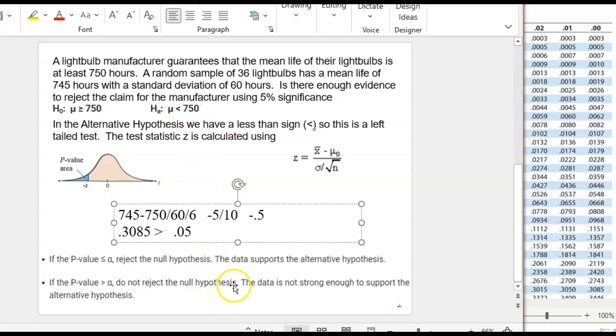So notice the way that these interpretations are worded. It does not say that we are rubber stamping the null hypothesis or that this is absolutely true. It is just saying that we do not have enough information to reject it. So we do not reject it because our data does not support rejecting the null hypothesis. So in this example, we cannot say that the mean is less than 750, and we cannot reject this claim, which is the mean is greater than or equal to 750.